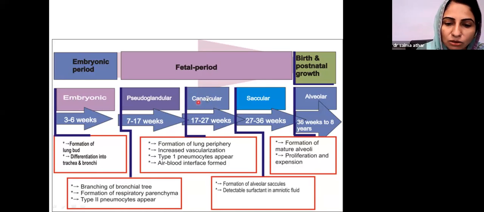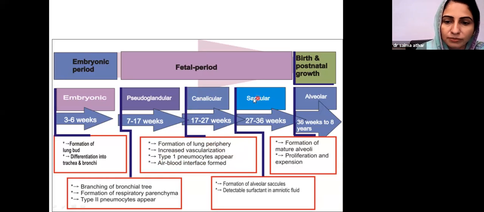ठीक है, canalicular phase में क्या हो रहा है? There is formation of the lung periphery plus there is formation of the vessels around the lungs, क्योंकि it is necessary that capillaries must develop for future exchange. ठीक, and type 1 pneumocytes are formed. There will be formation of type 2 pneumocytes as well. What is the particular time for these cells?